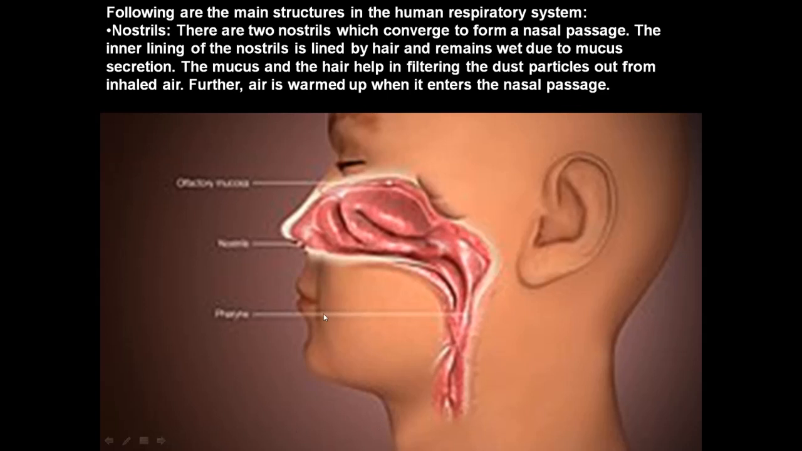The inner lining of the nostrils is lined by hair and remains wet due to mucus secretion. The mucus and the hair help in filtering the dust particles out from the inhaled air. Further, air is warmed up when it enters the nasal passage. So the hairs and the mucus present in the lining of the nostril help to trap the dust and germs that may accidentally pass when we inhale the air. So, this is the image of the nostril and nasal passage.